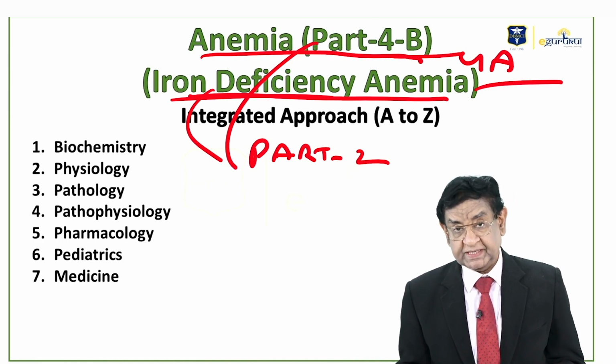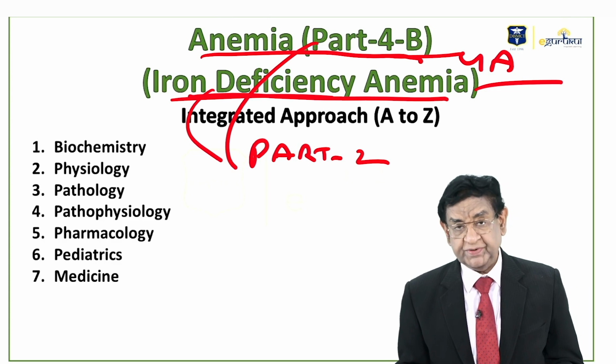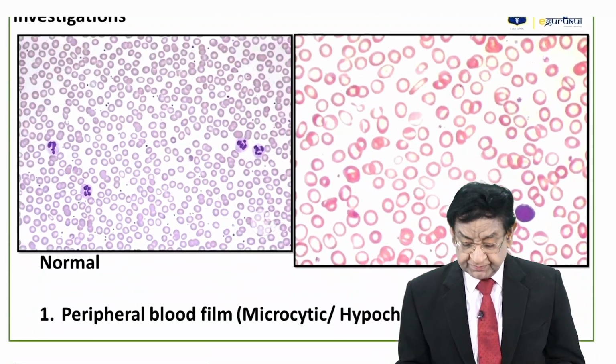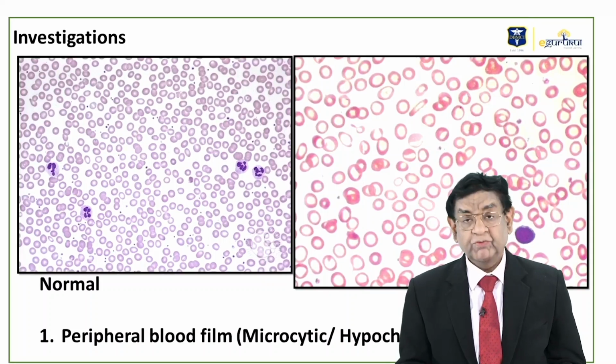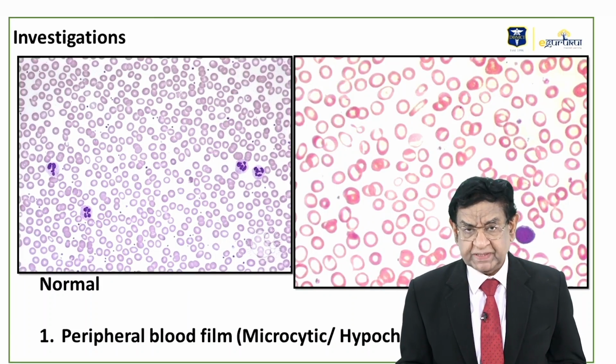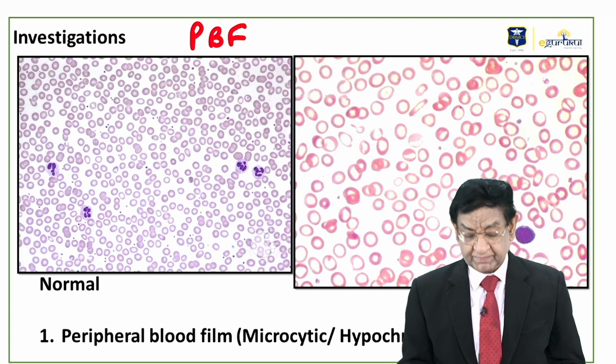In the previous section, I covered the pathophysiology of iron and the clinical features of iron deficiency anemia. Now I'll be talking to you regarding investigation and treatment. When we talk about investigation, for every anemia, one of the best initial tests is the peripheral blood film. So we make a peripheral blood film here also.